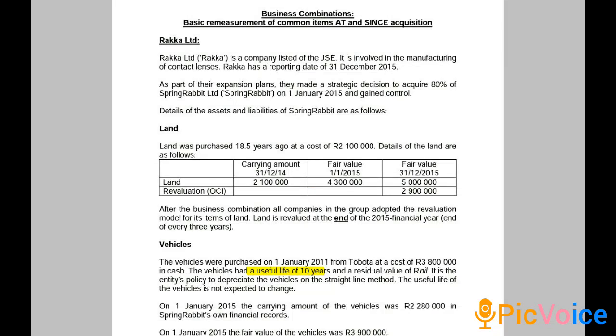We have Raka, who is the parent. It's a company that is listed on the JSE and has a year end of 31st December 2015. They acquired a subsidiary called Spring Rivet on the acquisition date of 1 January 2015. They gained control in terms of IFRS 10. They have land.